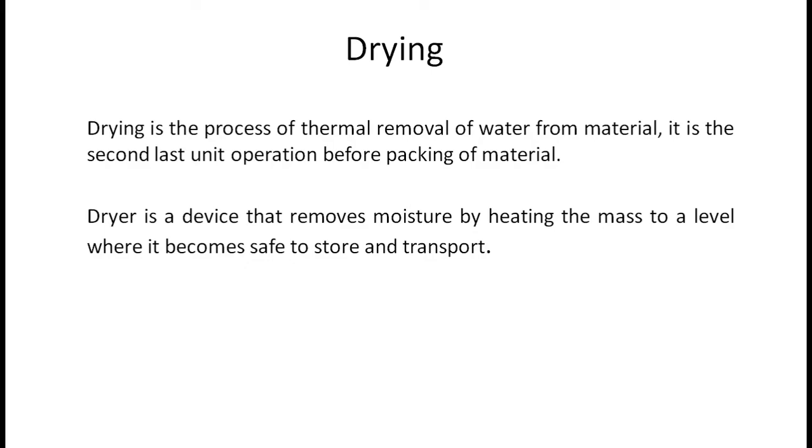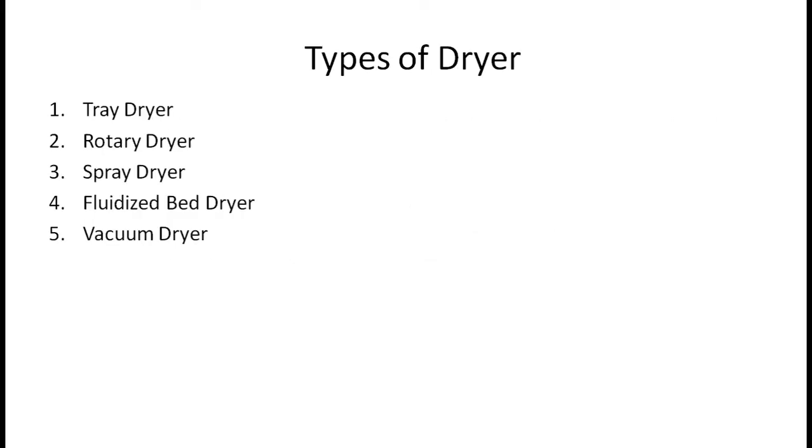Now what is a dryer? A dryer is a device that removes moisture by heating the mass to the level where it becomes safe to store and transport. Again here, drying is very important. Why? For the packaging and the storage of material. Now the types of dryer: tray dryer, rotary dryer, spray dryer, fluidized bed dryer, vacuum dryer. These are a few types of dryer which we use in the industry.